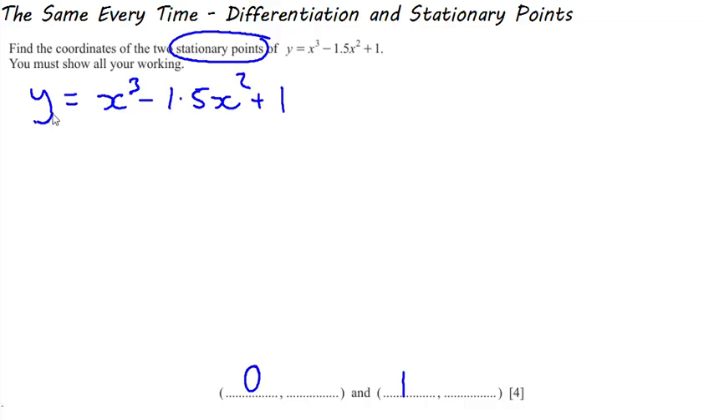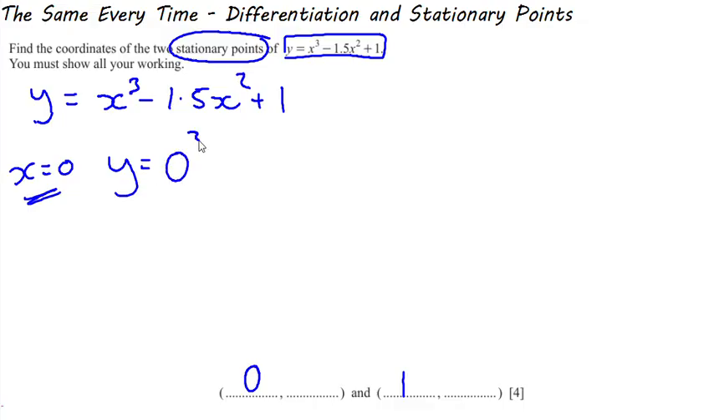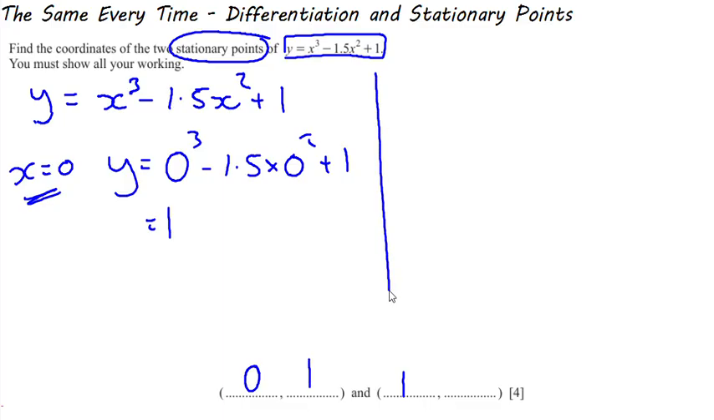We need to put our x values into the original function, or the original equation, the one they give us in the question there. So when x equals 0, y is going to be, everywhere I see x, I'm going to put 0 instead. 0 cubed minus 1.5 times 0 squared plus 1. Well, that's all 0, isn't it, apart from the 1, so that's 1. So 0, 1.